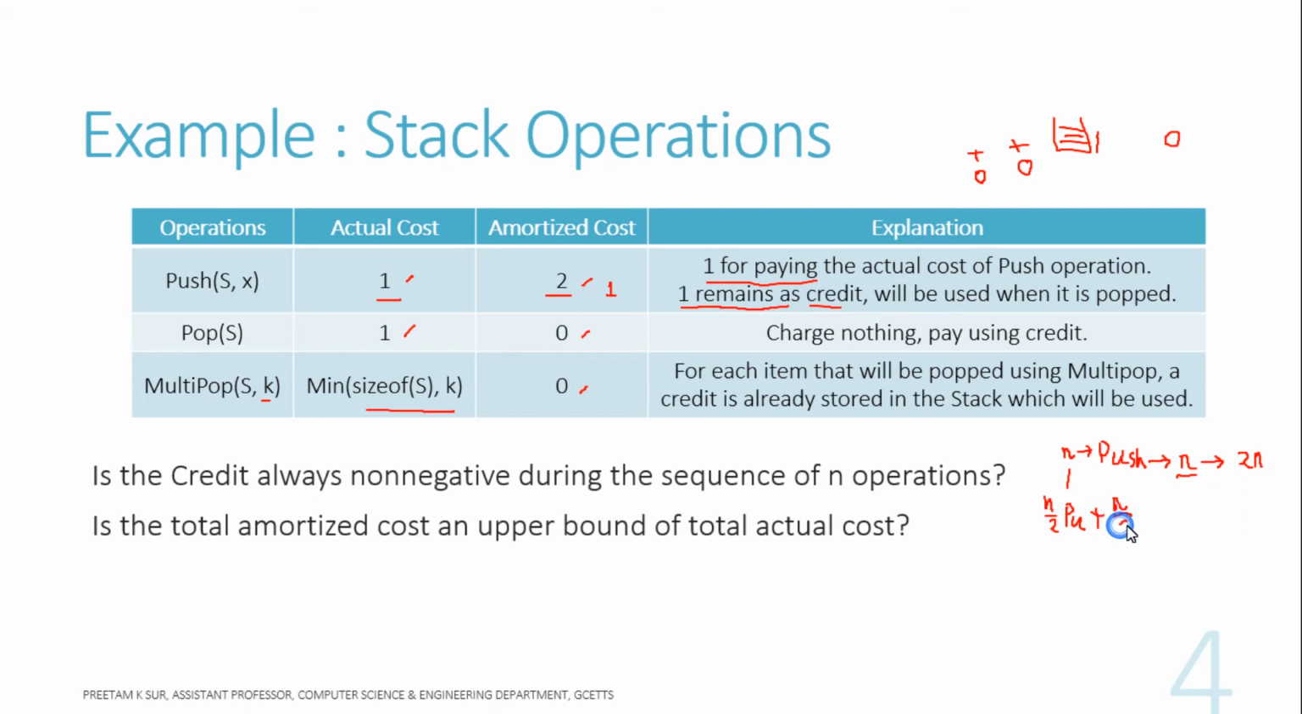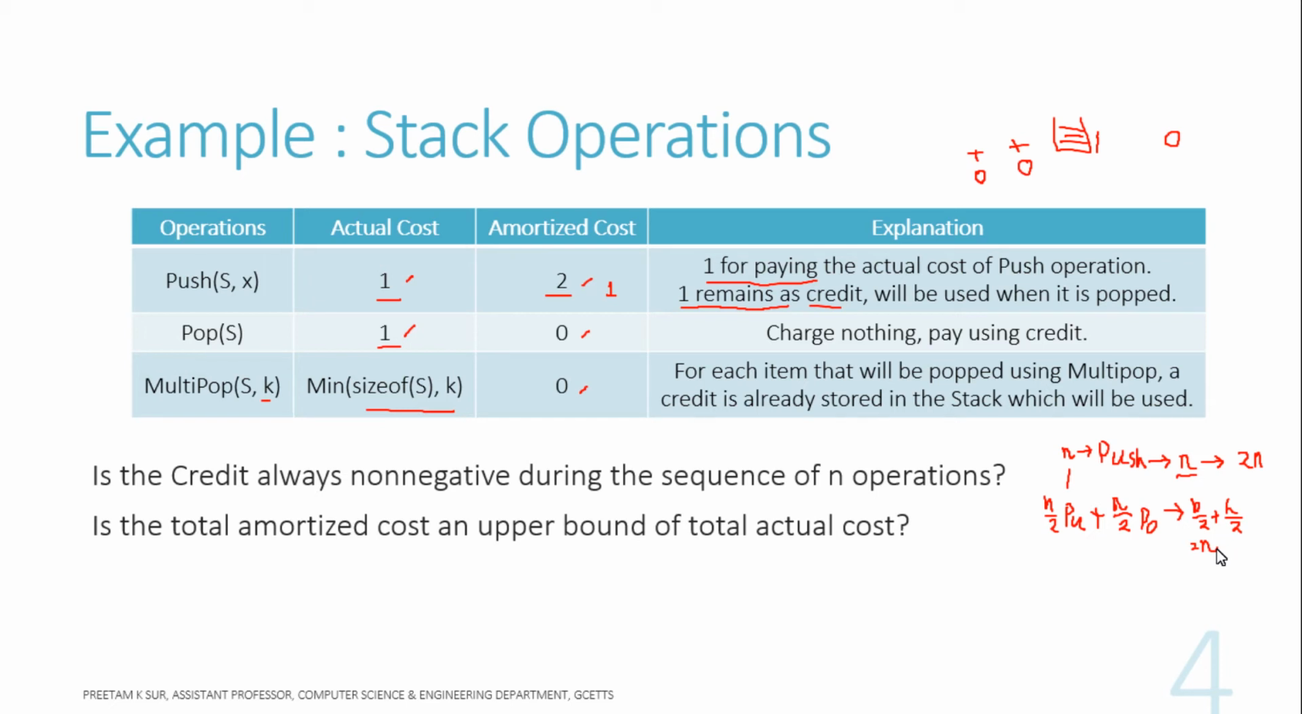For the n by 2 push operations, the actual cost of each push operation is 1, right? So there will be n by 2 cost for push. We are first writing the actual cost. And for pop operation also the actual cost is 1 for each operation, so we will have n by 2 for pop. So in total the actual cost is n, for n by 2 push and n by 2 pop operations.